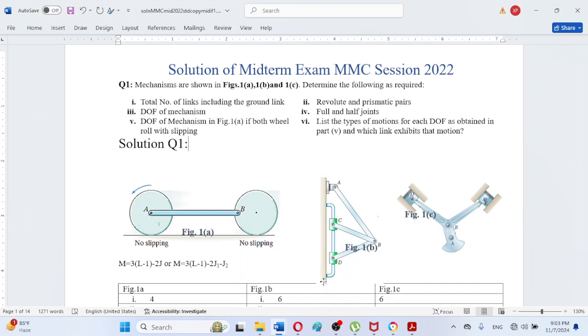I have presented the solution of the midterm exam for the subject of mechanics of machines that has recently been conducted. As we know, it is a requirement for the semester system that the midterm answer books should be shown to the students, and that the solution of the midterm exam should also be provided to the students.